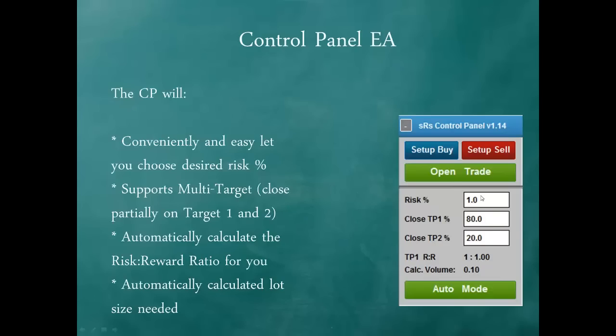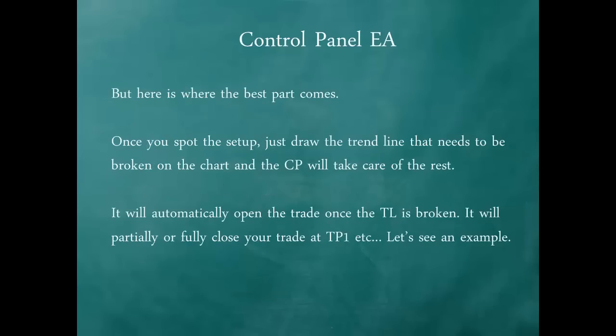It supports multi-target, closing partially on target 1 and 2. You can choose, let's say you have one lot, and you want to close 80%, so you close 0.8 lot on target 1 and 0.2 lot on target 2. You can play with the numbers, of course. I prefer it this way, to be honest, just because of the risk reward. And it automatically calculates the lot size needed, which is extremely important to avoid these kinds of mistakes.